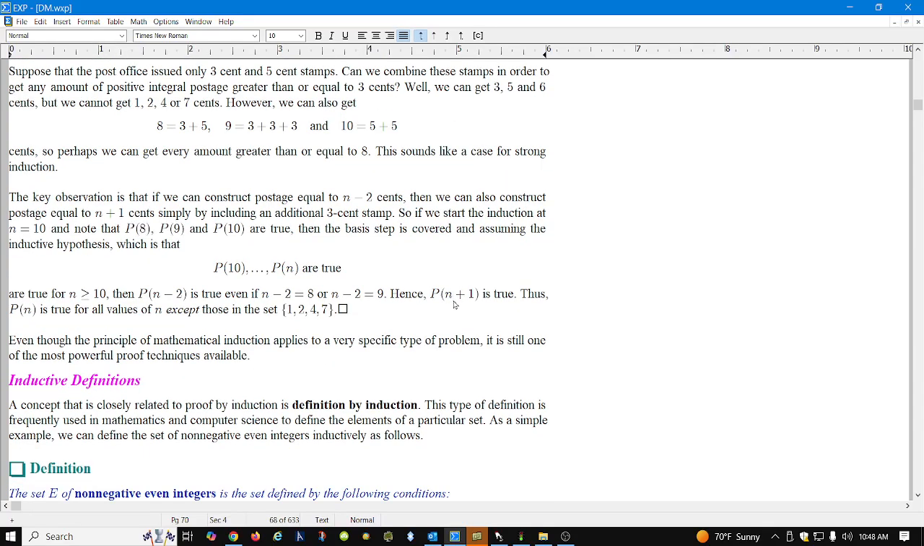So the inductive hypothesis implies that P of n plus 1 is true. And therefore P of n is true for all values of n from 10 on, but we also have collected some of the smaller values. So you can get any postage you want except 1, 2, 4, and 7.